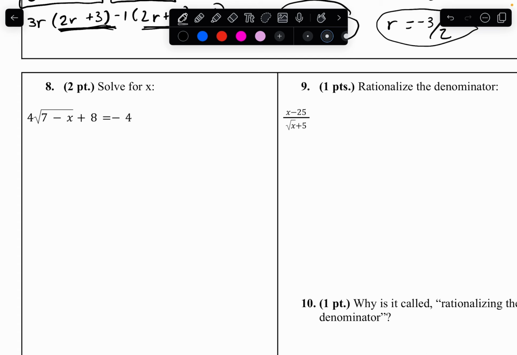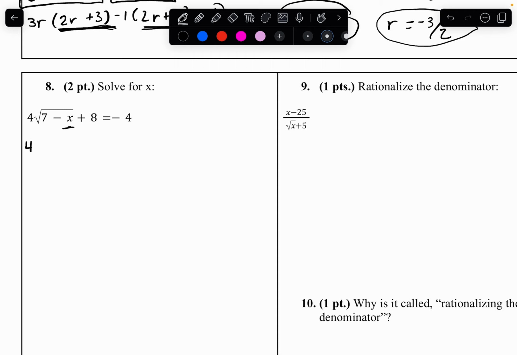Number 8. Number 8 was review from semester 1. Disappointing that so many of you forgot how to do this. Try to logic your way out of these problems. Okay, so we have a little variable. We are subtracting it from 7. There's a radical. We're multiplying it by 4, and we're adding 8.